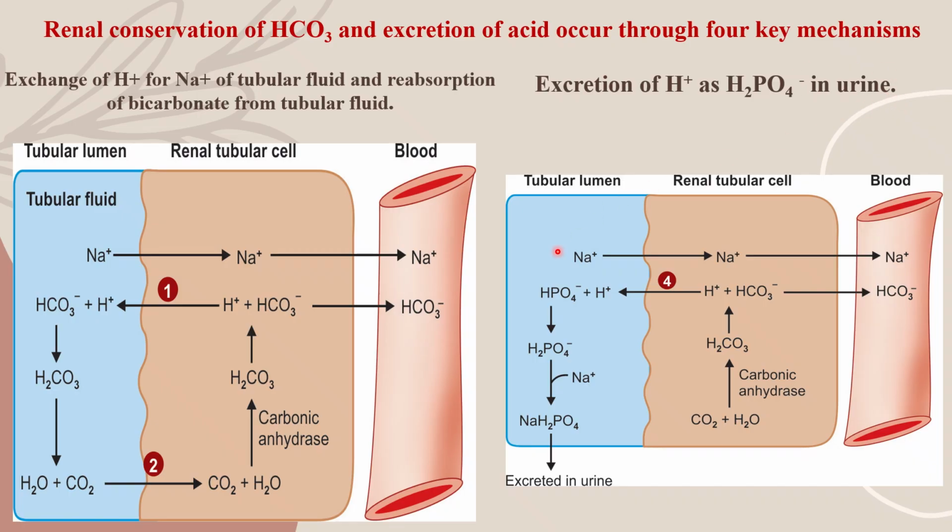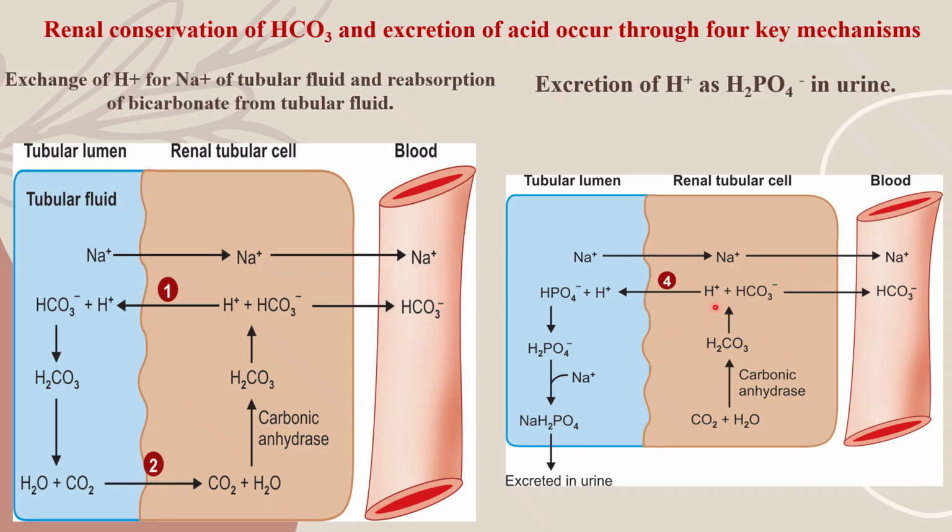Then, excretion of H plus as H2PO4 in the urine. We will see here, this is the tubular lumen. So what is happening here? There are HPO4 ions, the phosphoric acids which are being lost through the urine. They are now combined with H plus ion and convert into H2PO4, and along with the sodium, it converts into sodium dihydrogen phosphate, which is excreted into the urine.